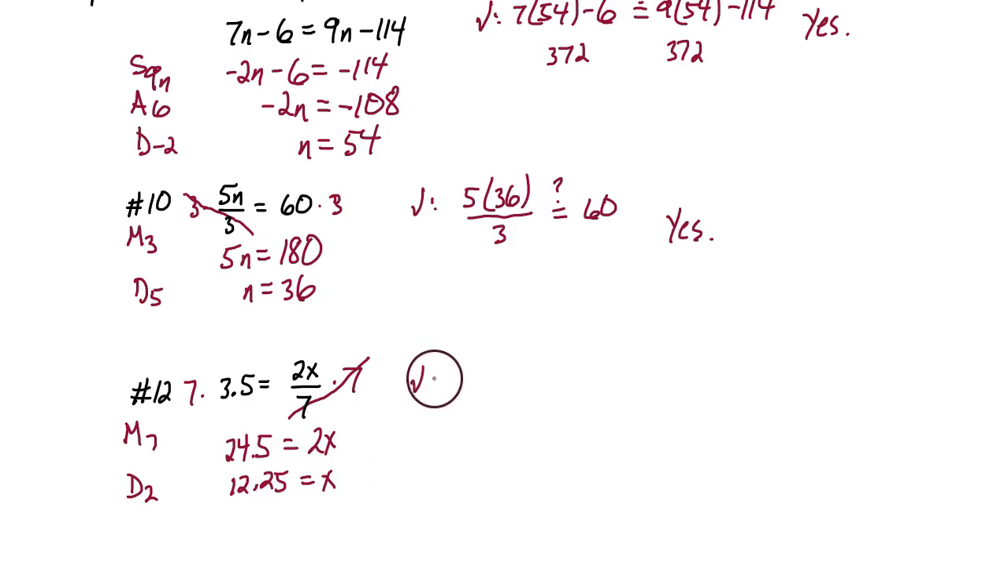The final thing to do is the check. Is 3.5 equal to 2 times parentheses 12.25 divided by 7? Take a calculator and times these together, then divide by 7, and you will get 3.5. This checks.